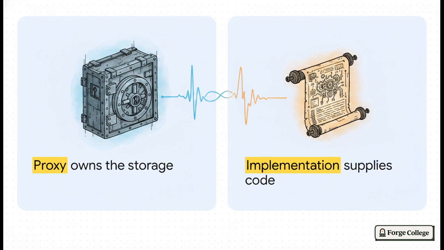When we want to upgrade our contract, we don't touch the proxy. We just point that proxy to a brand new implementation contract. The code changes, sure, but all that precious user storage, it stays exactly where it is.